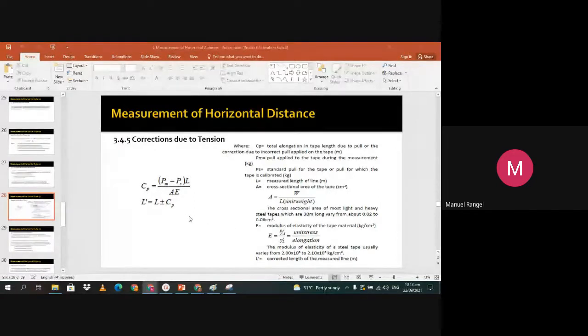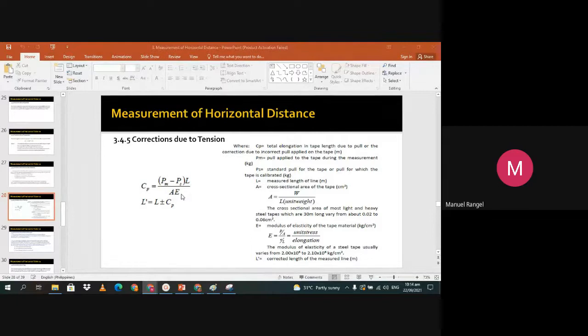So the formula is CP, or the correction due to stress. P is equal to the difference between PM, that is the pull applied, and PS, or standard pull, multiplied by the measured length of the line, divided by the cross-sectional area of the tape times the modulus of elasticity of the tape material.